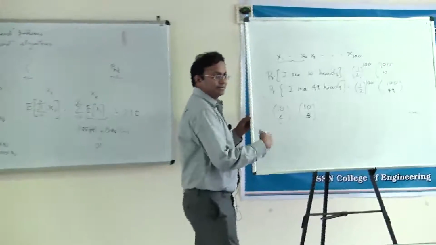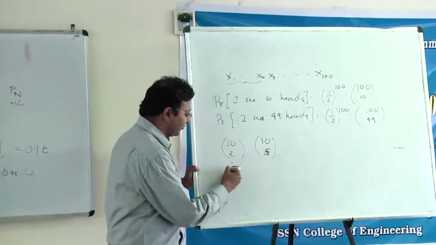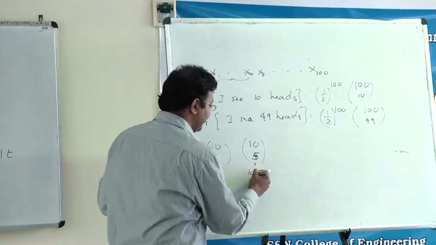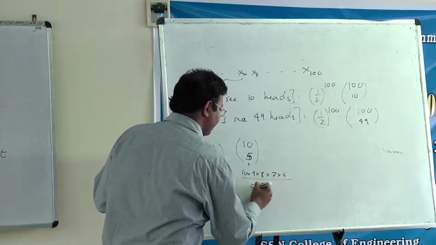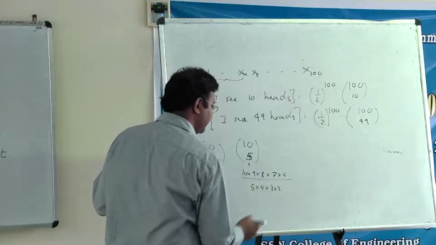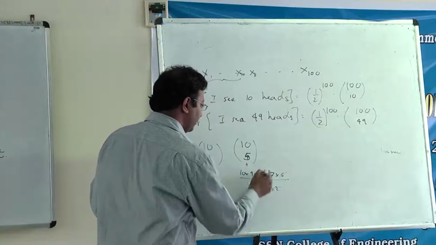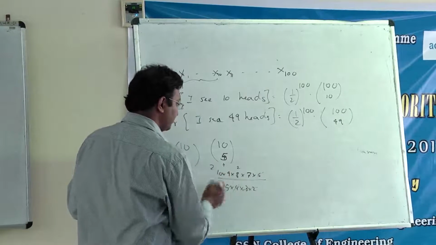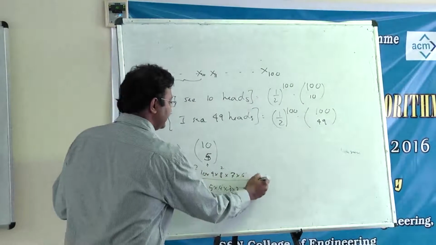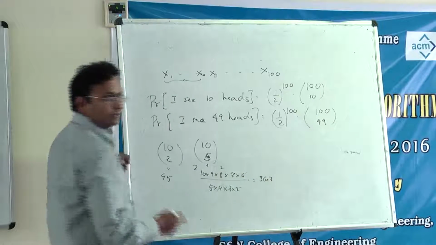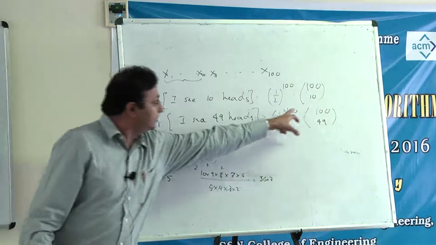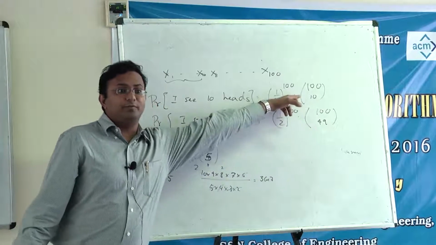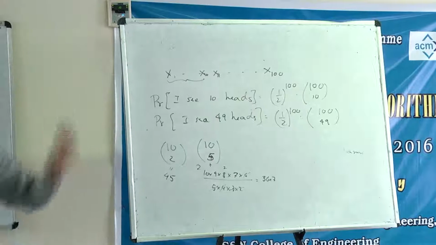So 10C2 is 10 into 9 by 2, which is 45. This is 10 into 9 into 8 into 7 into 6 by 5 into 4 into 3 into 2, right? So 3 and 2 is 6, goes off, 4, 2, 2. So it is 4 times 9, which is 36 times 7. You clearly see that this is clearly bigger than this. In fact, why bigger? This number is massive compared to this. Massive. I really mean massive.